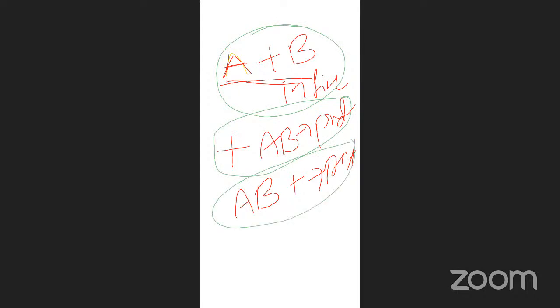We have three expressions in the stack operation. In A plus B, there are two operands, and the operator in the middle is the infix operation. When the operator comes in the beginning, before the operands, that is the prefix operation. And when the operator comes after the operands, at the last, that is the postfix operation. Okay, so these are the different types of notations.